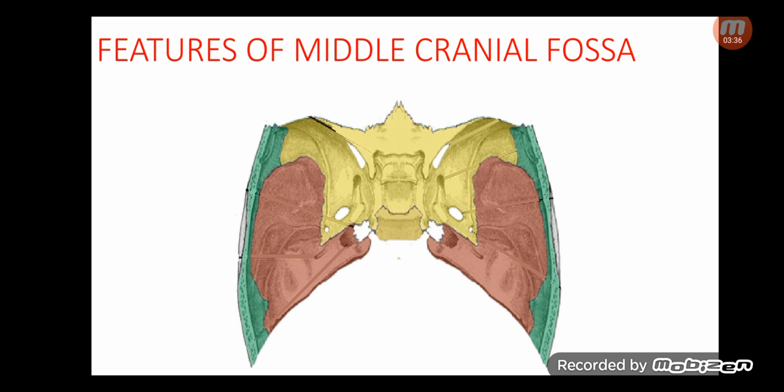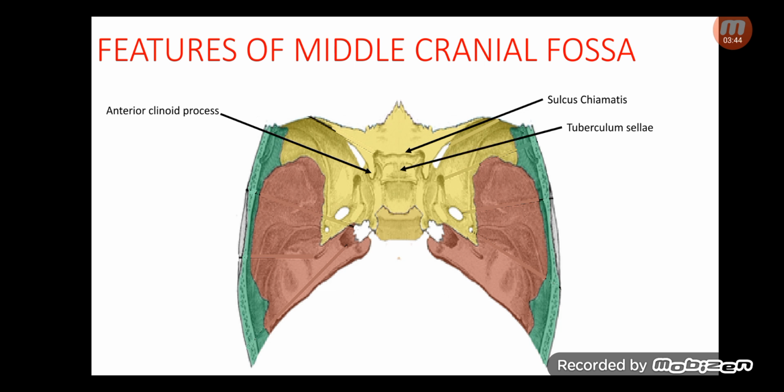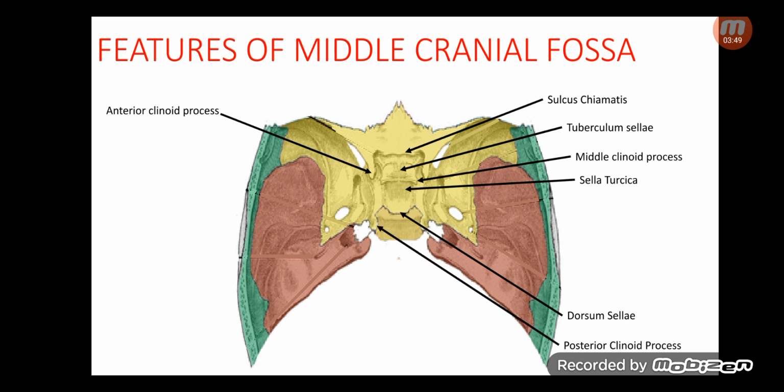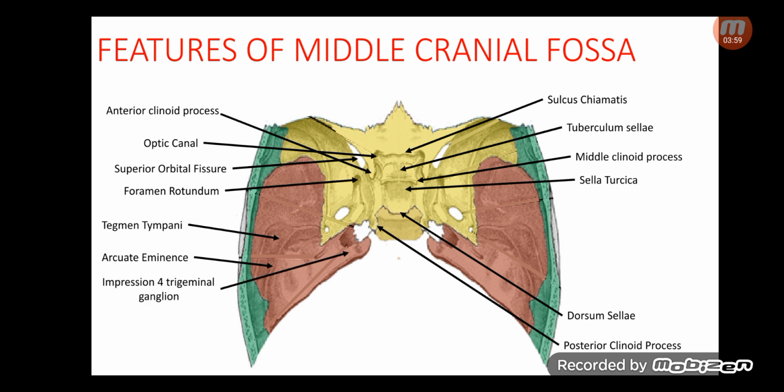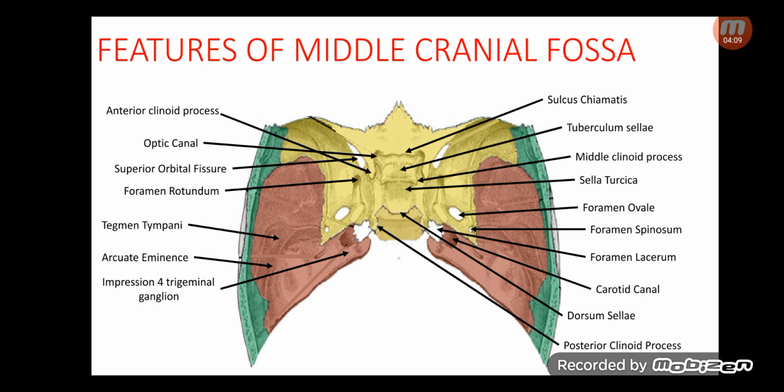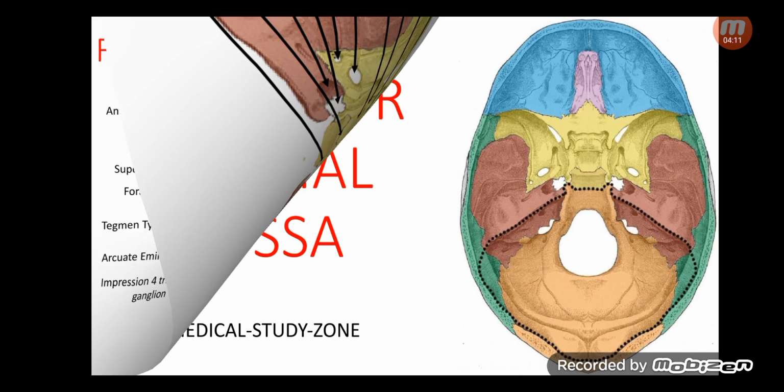Now we'll talk about the features of the middle cranial fossa. The important features are the anterior clinoid process, sulcus chiasmatis, tuberculum sellae, middle clinoid process, sella turcica, dorsum sellae, and posterior clinoid process. Other than that, we have the optic canal, superior orbital fissure, foramen rotundum, tegmen tympani, arcuate eminence, and the impression for the trigeminal ganglion can also be appreciated. Foramen ovale is there, and foramen spinosum and foramen lacerum can also be appreciated, and there is also a carotid canal in the middle cranial fossa.